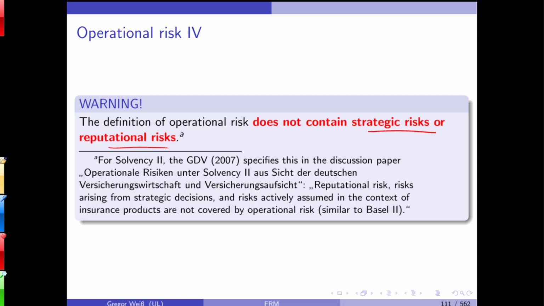Reputational risk, yes and no. There are some people that argue that reputational risk is also part of operational risk. Sometimes not. For example, here for Solvency II, the equivalent of Basel II for insurance companies, the GDV, the German lobby group of the insurance sector, states that reputational risk arising from and so on are not covered by operational risk, similar to Basel II, but they also consider reputational risk as part of operational risk. So the definitions differ between banking and insurance companies, and some people even think reputational risk is relevant for banks.